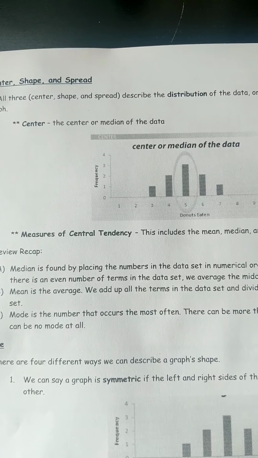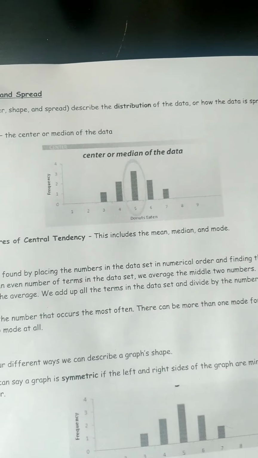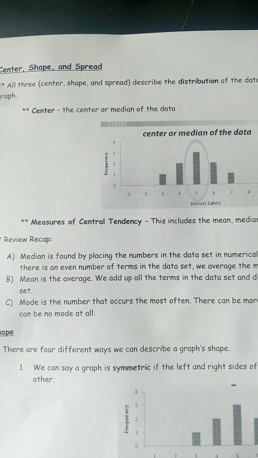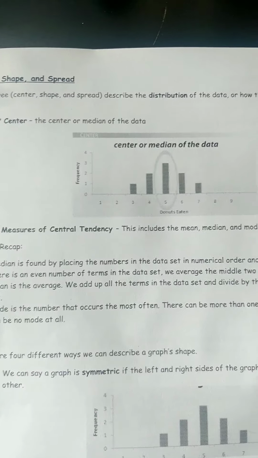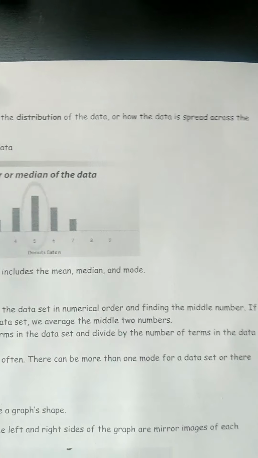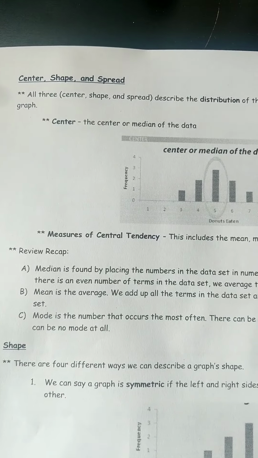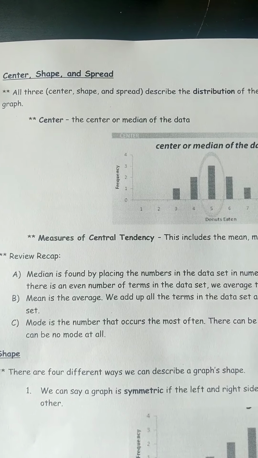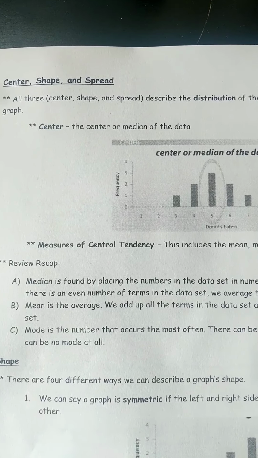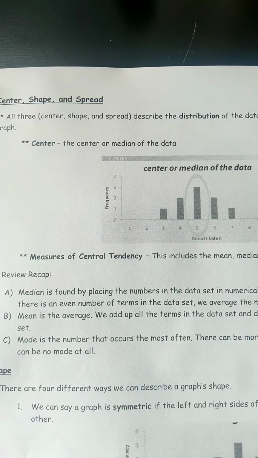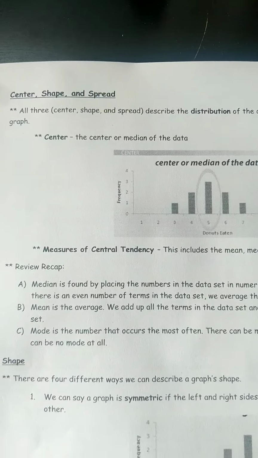Mean is the average. So we add up all the terms in the data set and divide by the number of terms. Okay, mode was the number that occurred the most often. There can be more than one mode for a data set, or there can be no mode at all if every number only occurs once or if every number occurs twice. Okay, so those are what we consider central tendency. They describe where the center of our data falls.